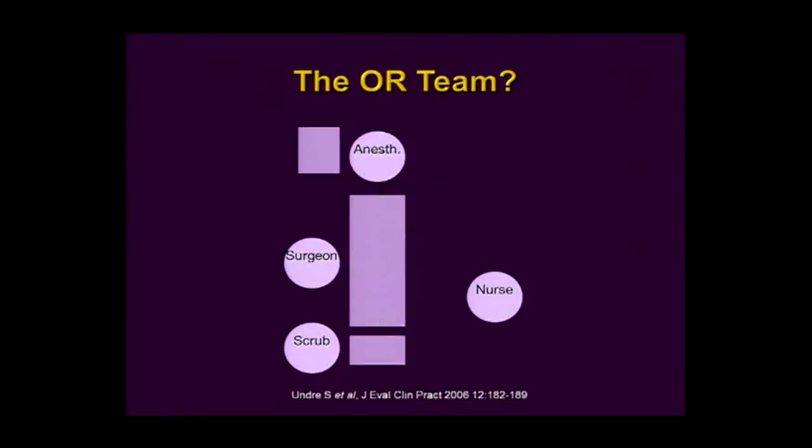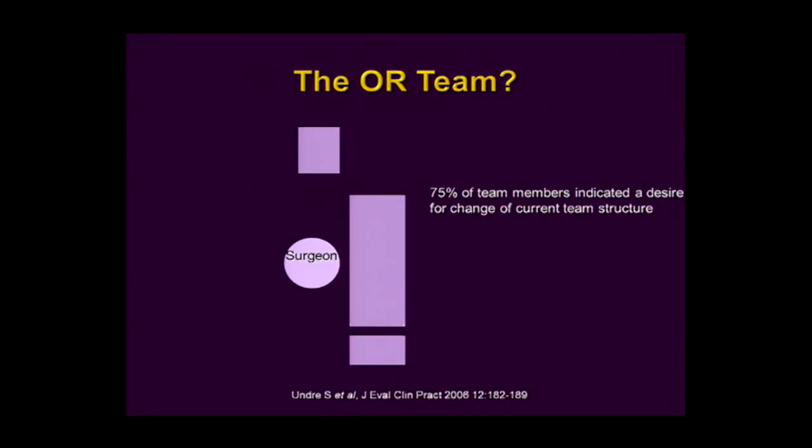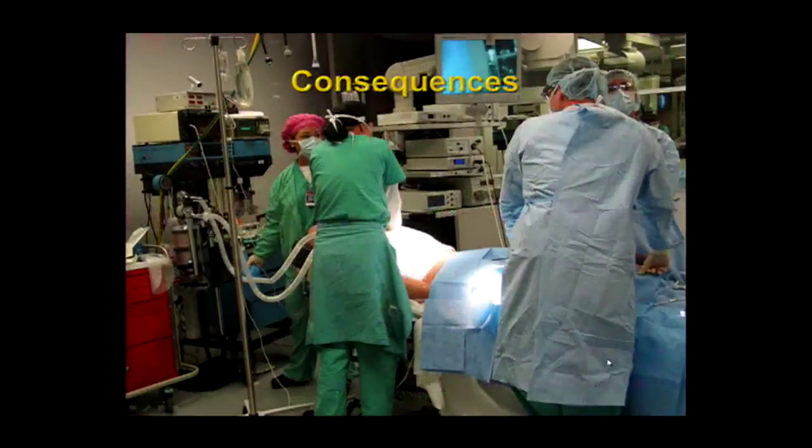Another thing, what about the hierarchy? What's the hierarchy like? Well, basically, Andre showed that 75% of team members want to change the current team structure. It goes back to that other figure I showed you before, where most of the people are very dissatisfied with the teamwork. So who cares? Who cares if teamwork's not that great?